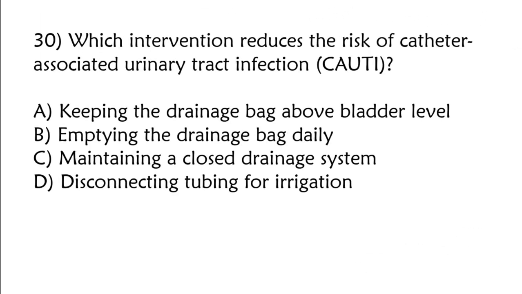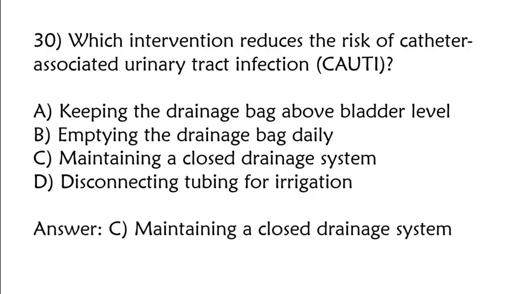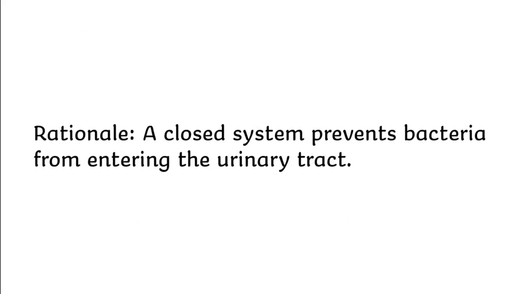Which intervention reduces the risk of catheter-associated urinary tract infection, CAUTI? Correct answer is C. Maintaining a closed drainage system. Rationale: a closed system prevents bacteria from entering the urinary tract.